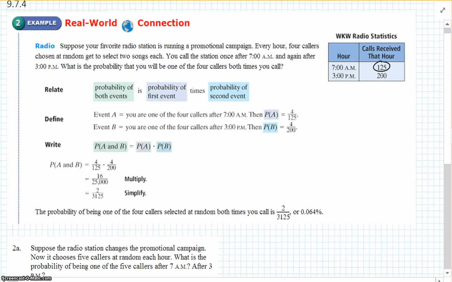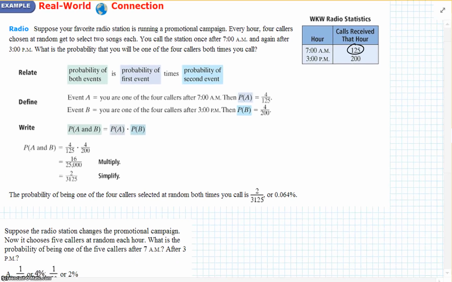All right. Suppose your favorite radio station is running a promotional campaign. Every hour, 4 callers are chosen at random to select 2 songs. You call the station once at 7 and once at 3. What's the probability you'll be selected as one of the 4 callers? Well, at 7 a.m., let's look at this. Calls received are 125, and at 3 p.m., there are 200 calls received.